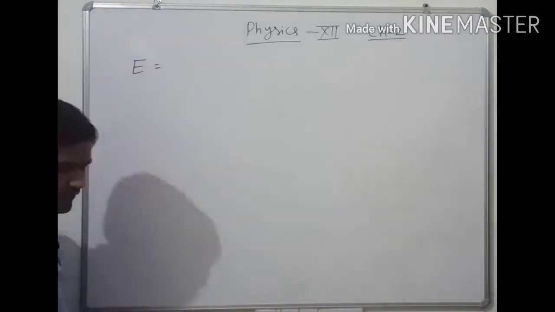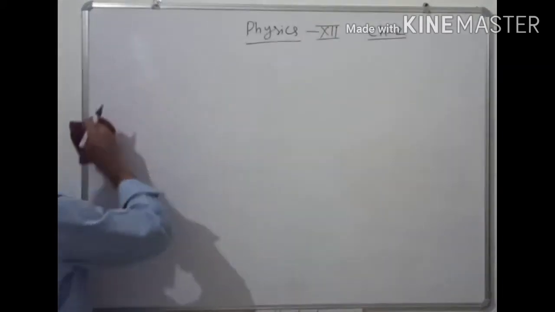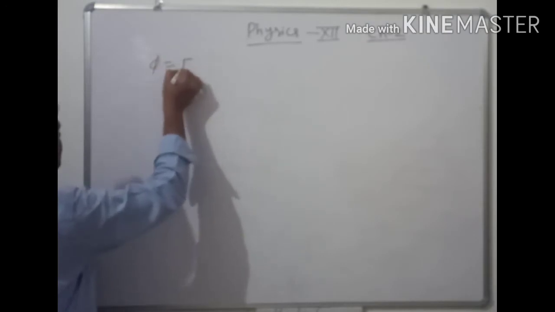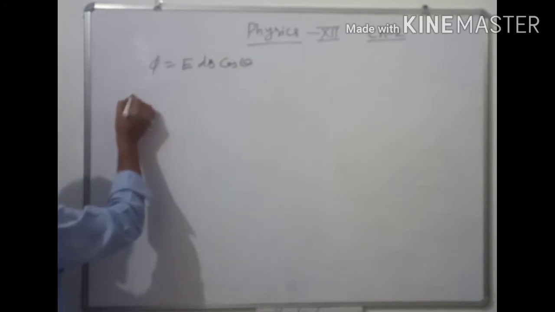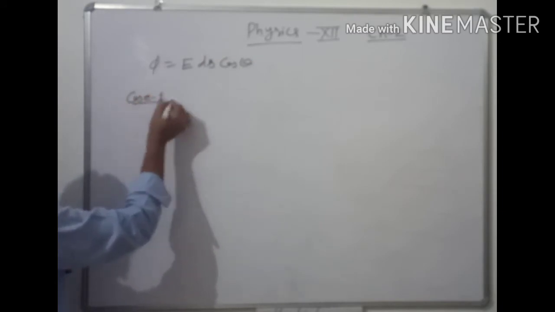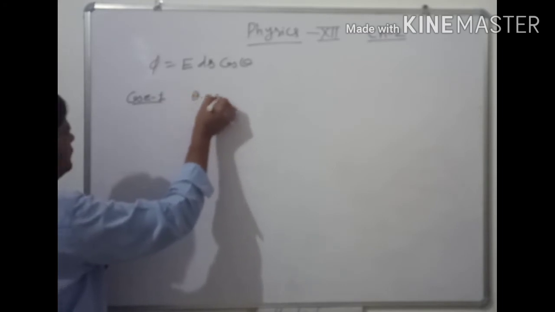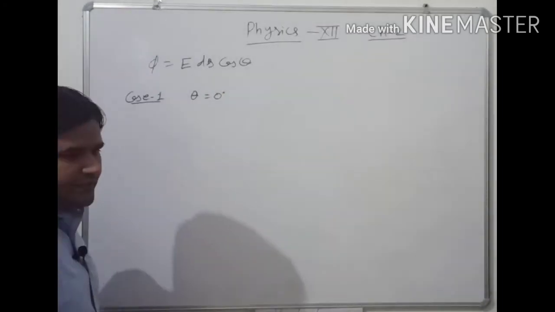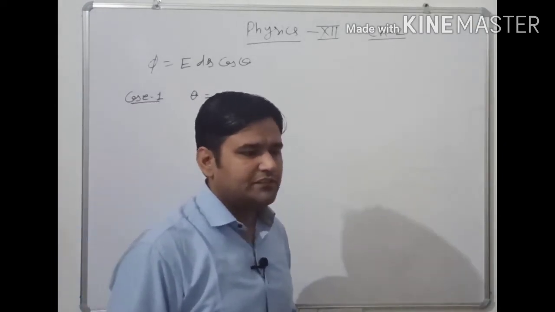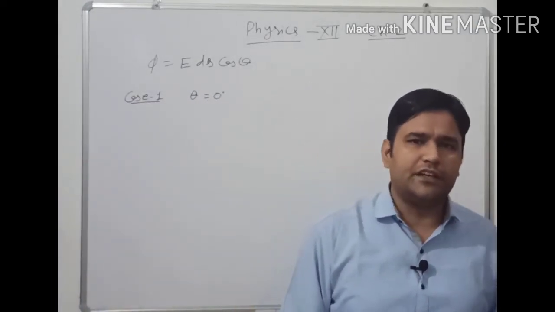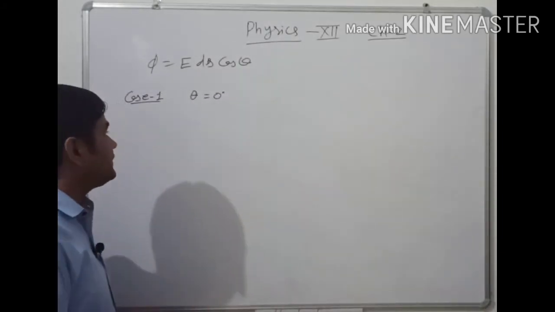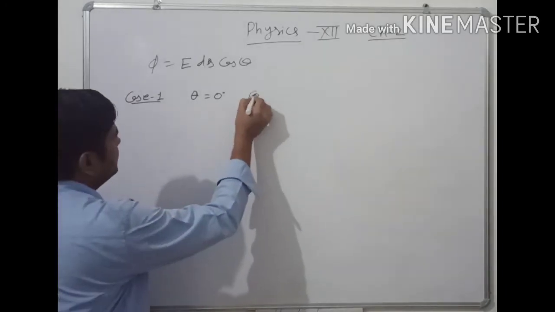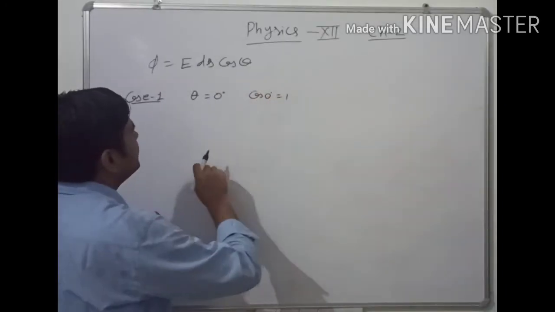Our formulation: phi equal to E dot ds, or E ds cos theta. Now we are considering case number 1, theta equal to 0 degree. It means the angle between the area vector and the electric field is 0. Clear. Now the value of cos 0 is equal to 1.